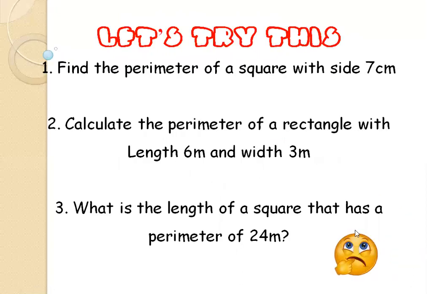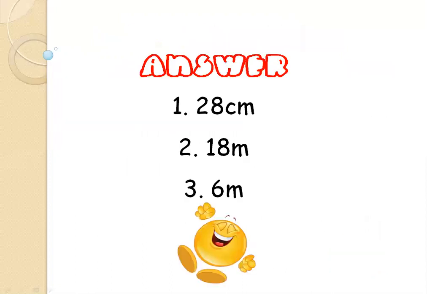I want you to try this. Find the perimeter of a square with side 7 centimeter. Calculate the perimeter of a rectangle with length 6 meter and width 3 meter. What is the length of a square that has a perimeter of 24 meter? If you do this very well, you should get this answer: 28 centimeter, 18 meter, and 6 meter. So I'm sure you're going to do it and you're going to get your answer correctly.